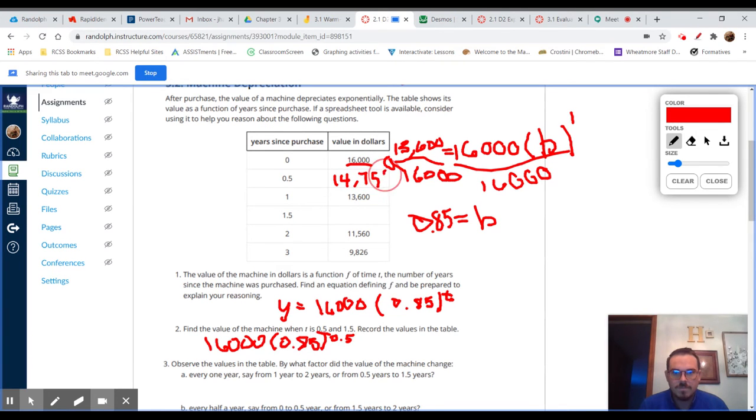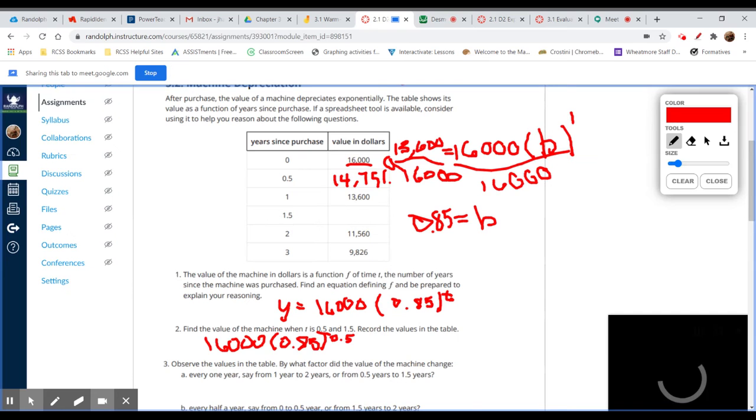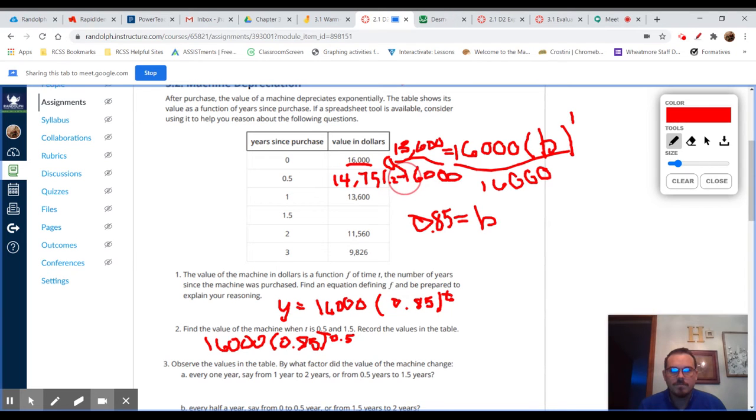751. Does our thing tell us to round it anyway? No. And then 0.27 underneath that. So 14,751.27, that's our value in dollars. And again, that should make sense because it's less than 16,000, but it's more than 13,600. 16,000. I'm going to get that right.